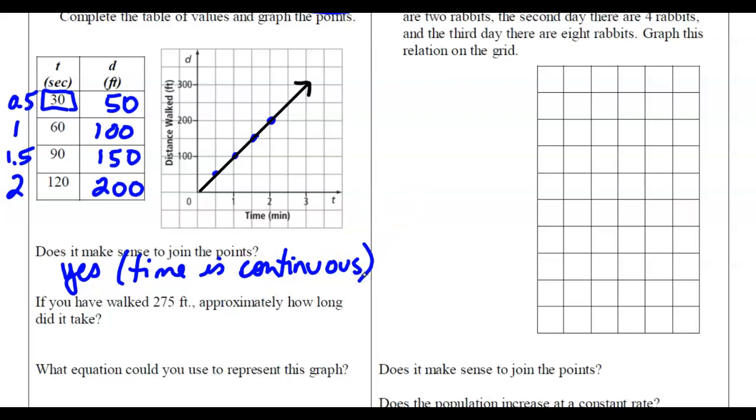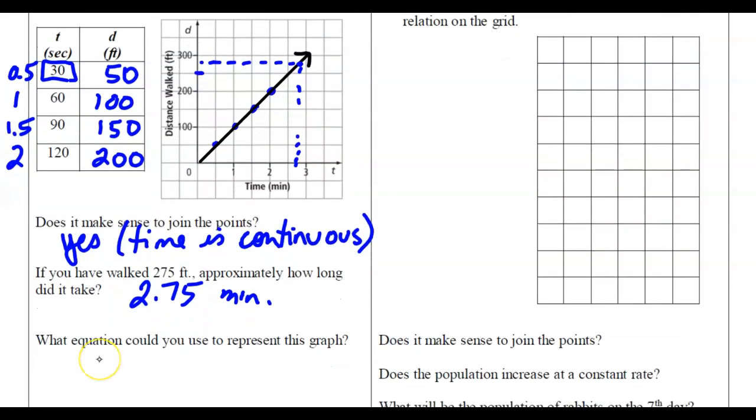Okay, so now using the graph, if you've walked 275 feet, approximately how long? So you want to look at the scale. We go from 200 to 300, so this would be 250, and so 275 would be halfway in between. Okay, and so that here is 2.5, and so that's going to be 2.75 minutes. Kind of makes it easy when it's 100 feet per minute. You're just dividing by 100.